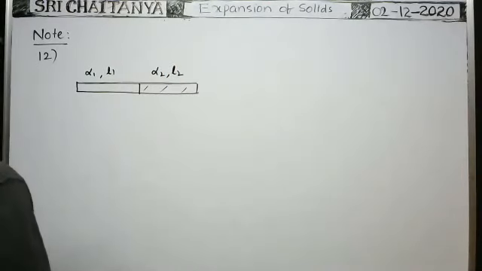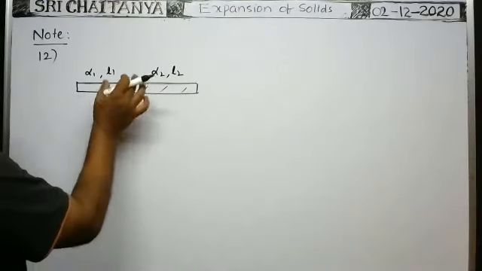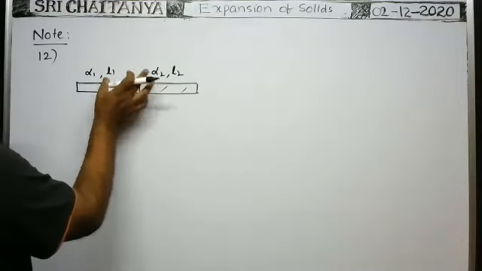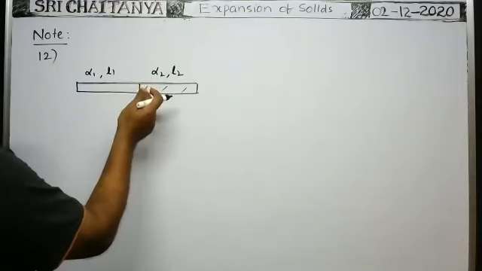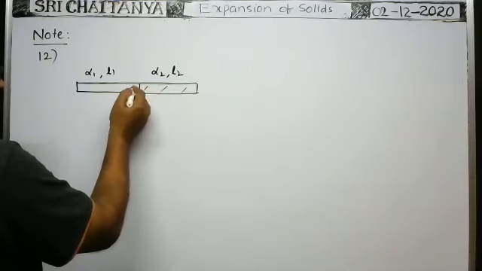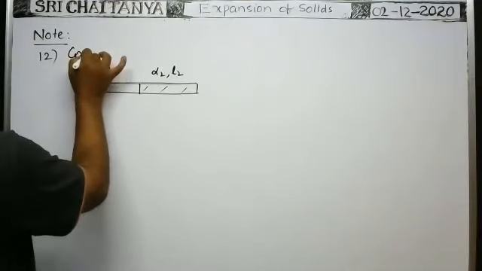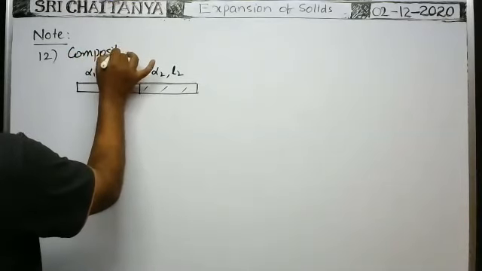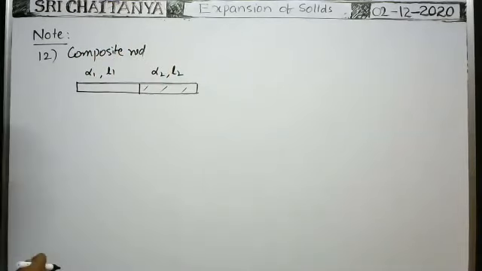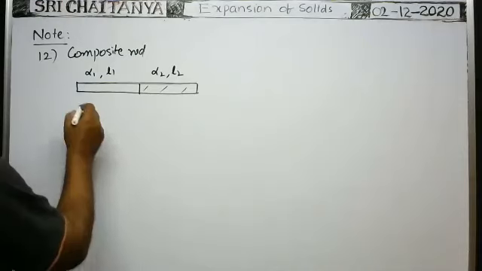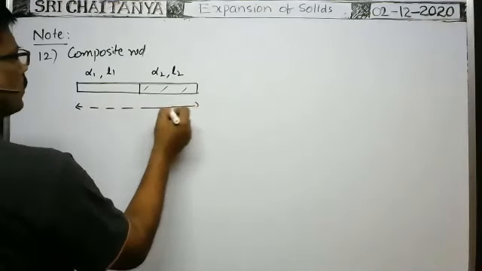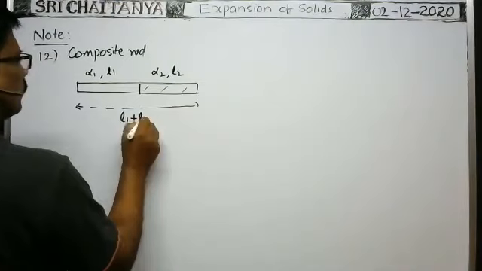Here, two rods made of different materials, having different lengths but of course the same area of cross section, are joined together to form a composite rod. So what is the total length of the composite rod? The total length of this composite rod is equal to L1 plus L2.